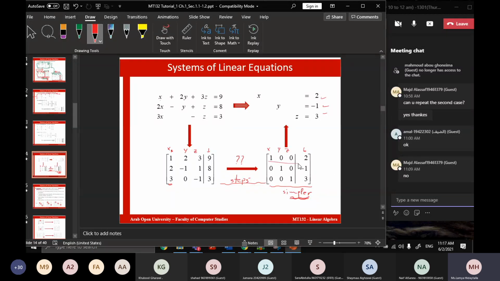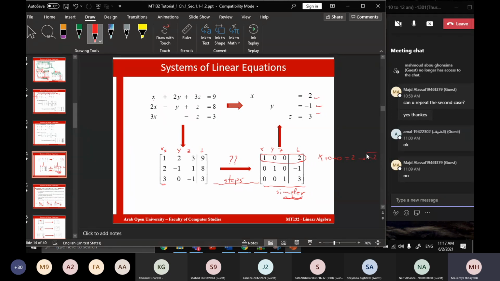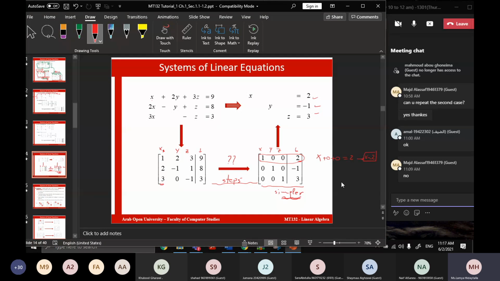So now let's write the equation for the new system. What do we have? We have 1x, that is x, plus 0y, so it is 0, plus 0z, plus 0, is equal to 2. So from this, what is your x value? x is equal to 2. So we got the solution x equals 2.